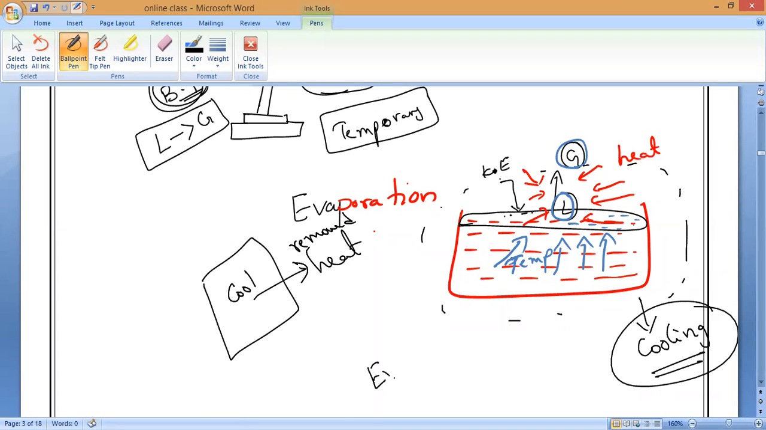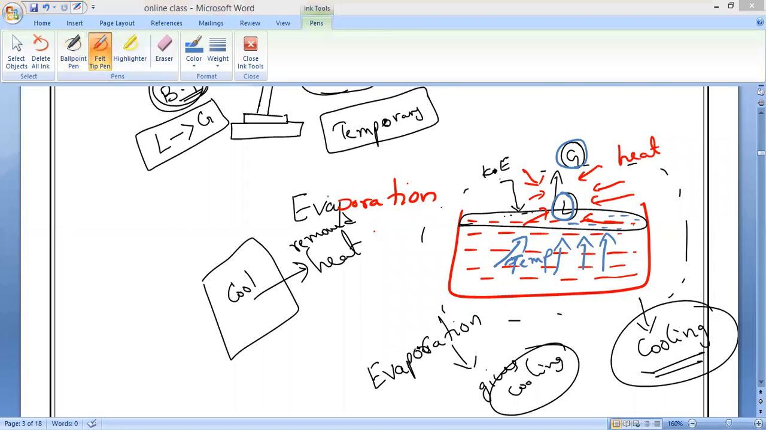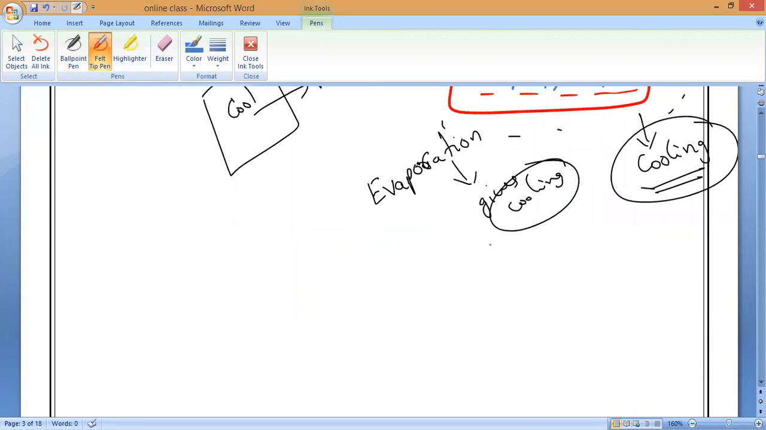So we can say evaporation always leaves you what? Evaporation always leaves cooling. Evaporation gives cooling. Is it okay, everybody? Please respond. Now, let us discuss the factors affecting evaporation.